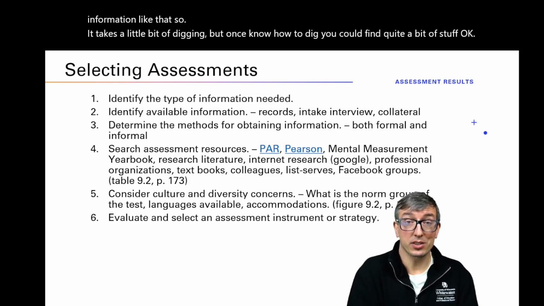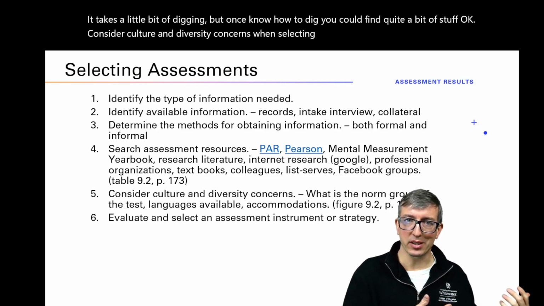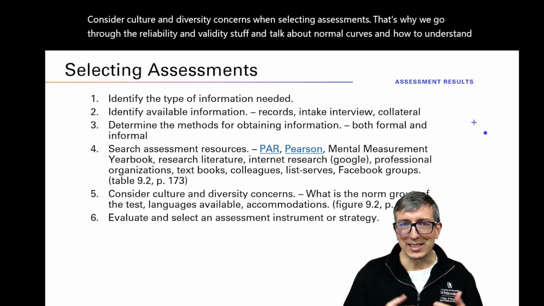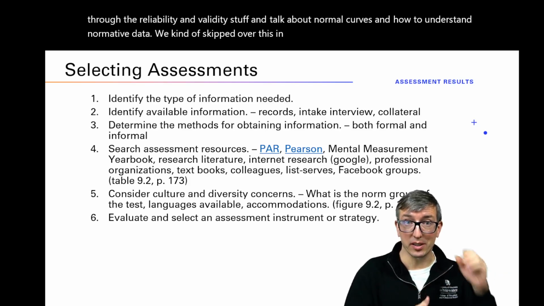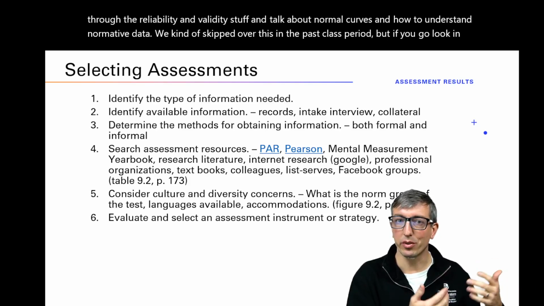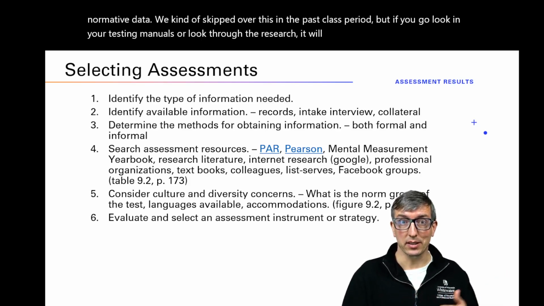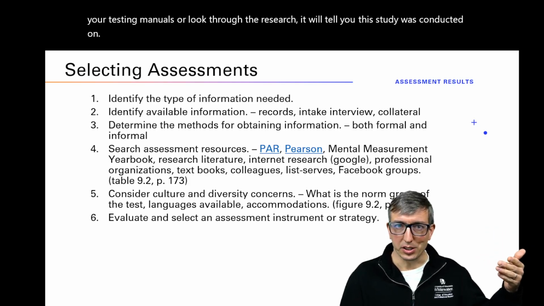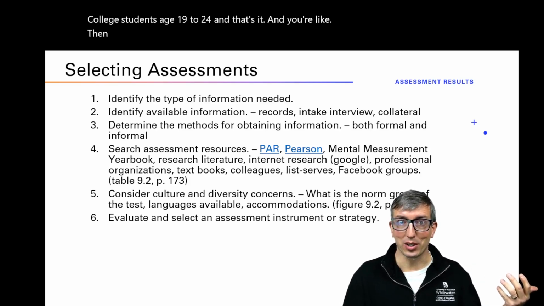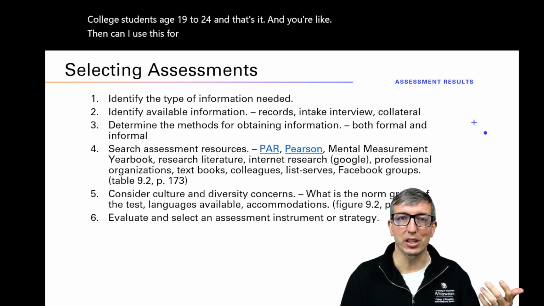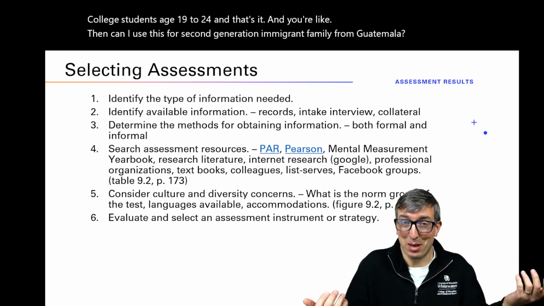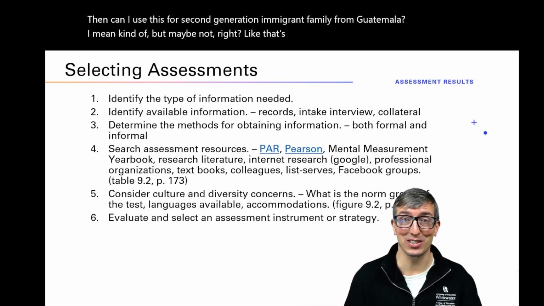Consider culture and diversity concerns when selecting assessments. That's why we go through the reliability and validity stuff and talk about normal curves and how to understand normative data. We kind of skipped over this in the past class period, but if you look in your testing manuals or look through the research, it will tell you this study was conducted on college students age 19 to 24, and that's it. And you're like, well, can I use this for a second generation immigrant family from Guatemala? I mean, kind of, but maybe not, right? So you get to make those decisions too.